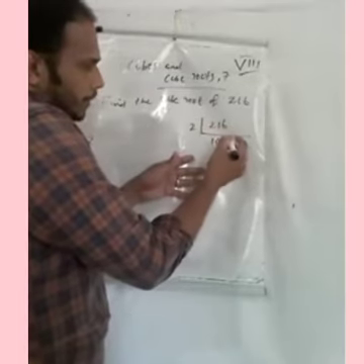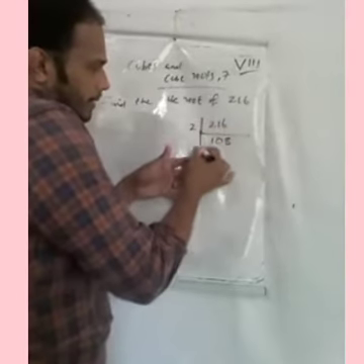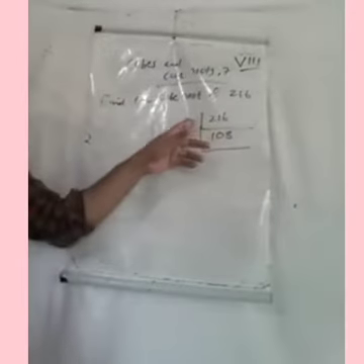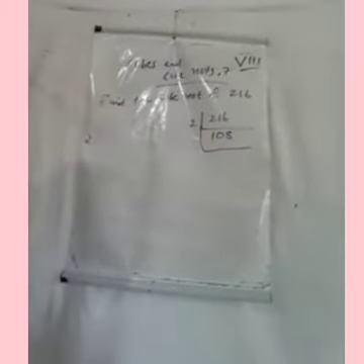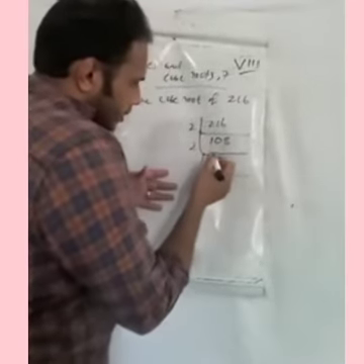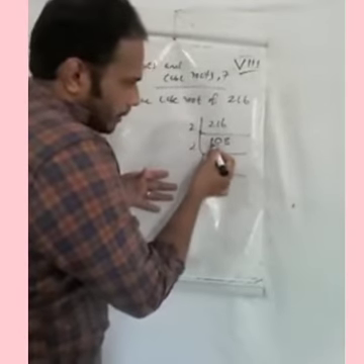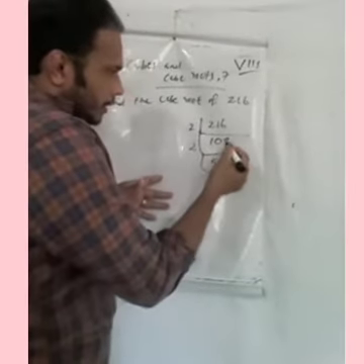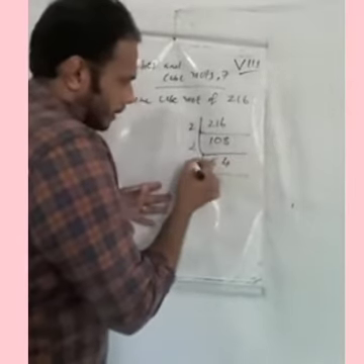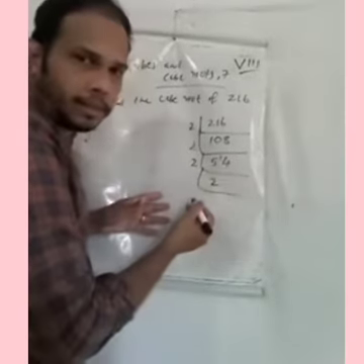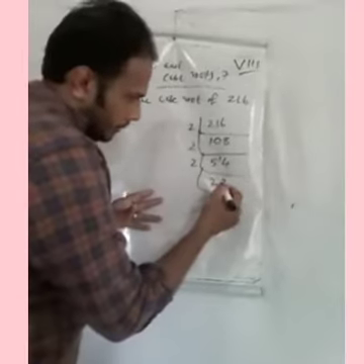In 16 by 2, how much? 8. How many times is 16 by 2? You will get 8. Again you can divide by 2. Then 8 divided by 2 is 4. Again by 2. In 5, 2 times, 1 is the remainder. You know the prime factorization.